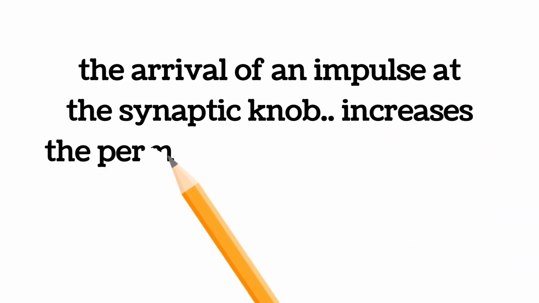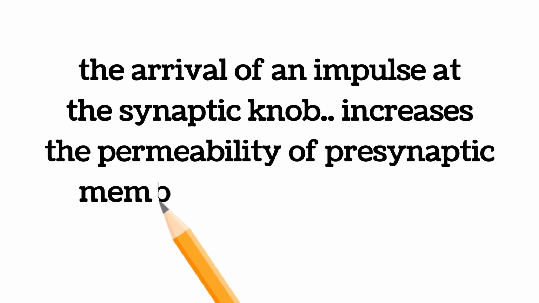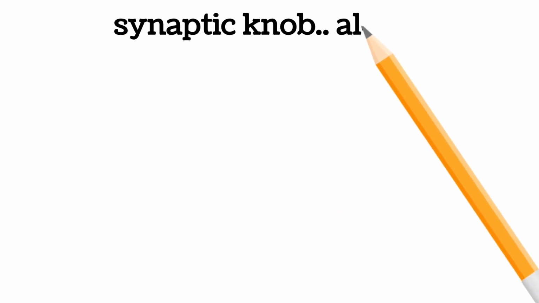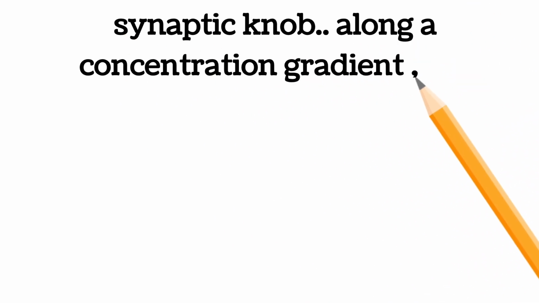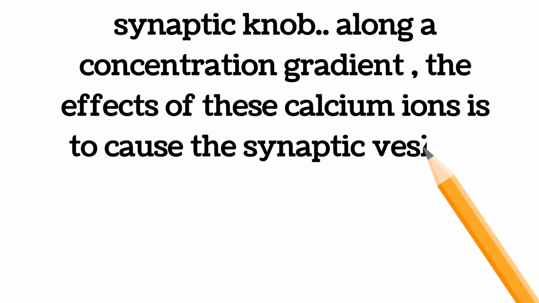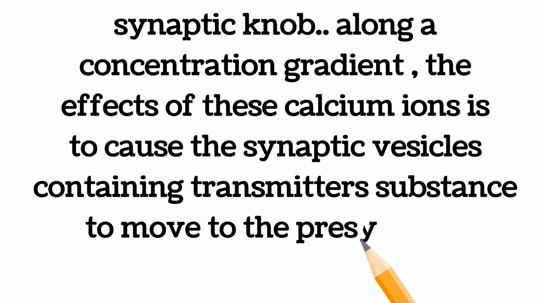The arrival of the impulses at the synaptic knob also increases the permeability of the presynaptic membrane to the calcium ions. As we know, in the coordination of the impulses, by the time the impulses come to the synaptic knobs, they increase the permeability of the presynaptic membrane to the calcium ions, allowing them to pass. So calcium ions therefore move into the synaptic knobs along a concentration gradient.